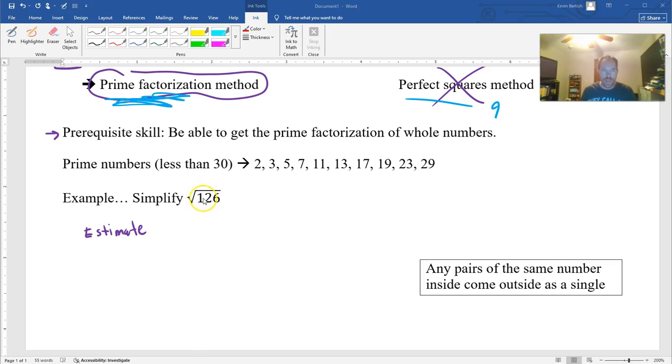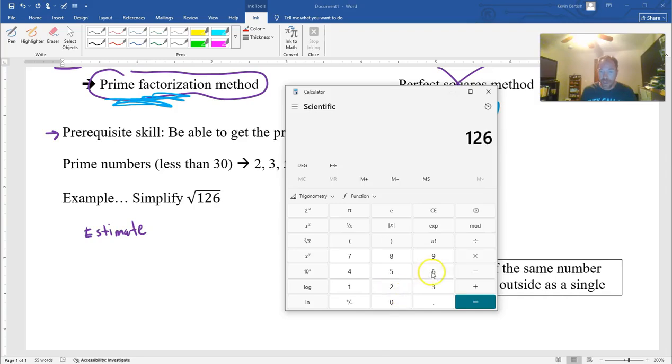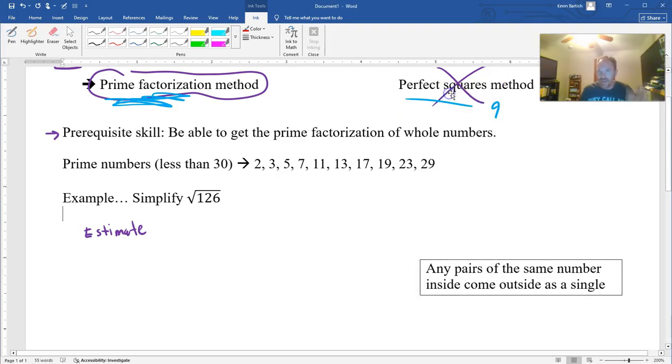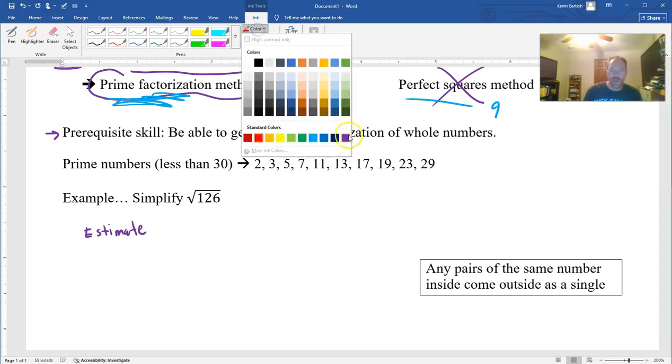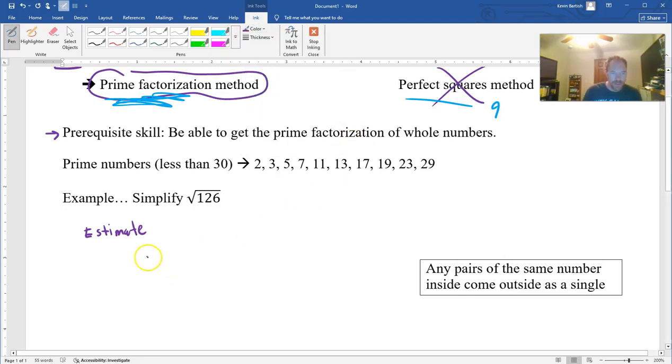All right, so another square root here, this time the square root of 126, if we want to simplify it. Again, I might just start out by trying it on the calculator, see what the estimate would be. Square root of 126 is 11.224. I'm not rounding it here. It keeps going. That's the square root of 126.